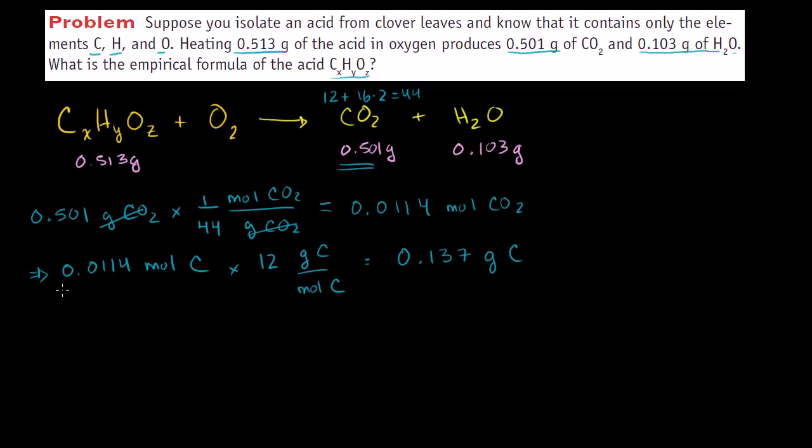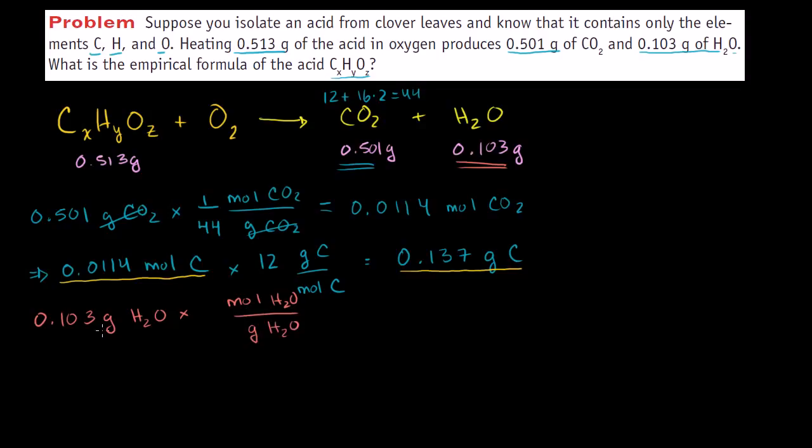So we have two good takeaways: how many moles of carbon we had over here, and how many grams of carbon that translates to. Now let's do the same thing for the hydrogen. Same drill. Let's do the hydrogen using that information right there. So we're starting off with 0.103 grams of water, and we want to turn this into moles of water. So let's multiply it times moles of water per grams of water, once again, to cancel out the grams of water, numerator and denominator.